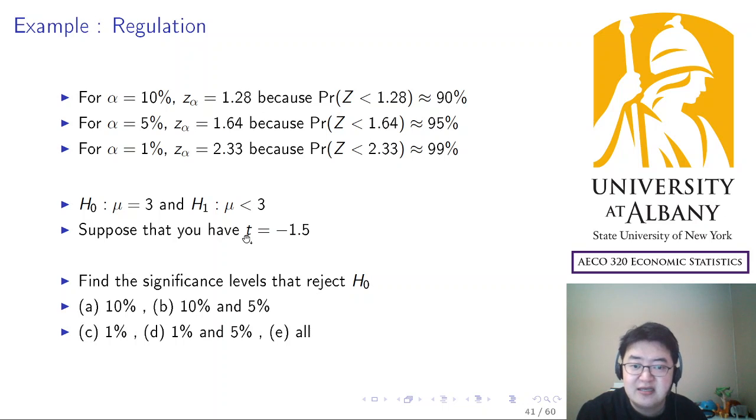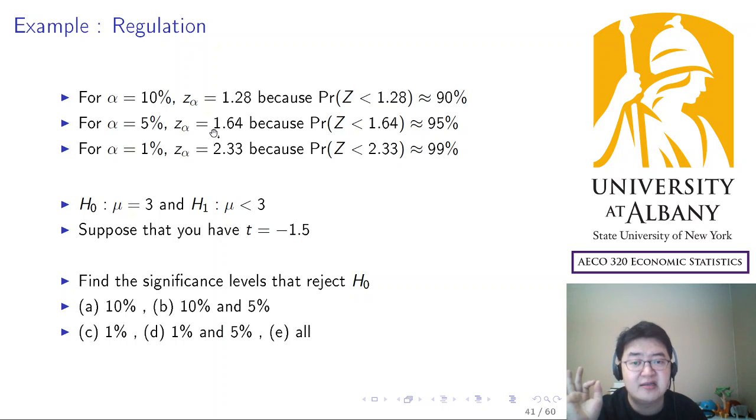In this case, yes, it is rejected. T is minus 1.5, which is lower than minus 1.28, which is the cutoff at 10%. So it has to be rejected. It is too small, even smaller than the cutoff. So 10% rejects. How about 5%?